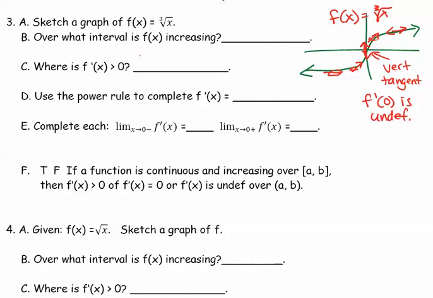Okay, so our questions are, where is f of x increasing? Well, as we move from left to right, our y coordinates are always getting larger. So the function is increasing over negative infinity to infinity. Where is f prime going to be greater than 0? F prime is the slope of the tangents, and it will be greater than 0 everywhere except at 0. So from negative infinity to 0, union 0 to infinity. So the open endpoints here are what's excluding the 0.